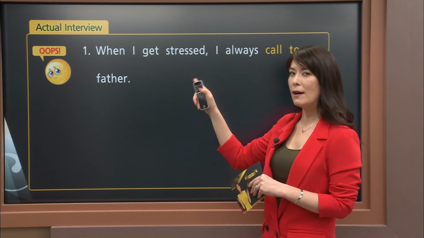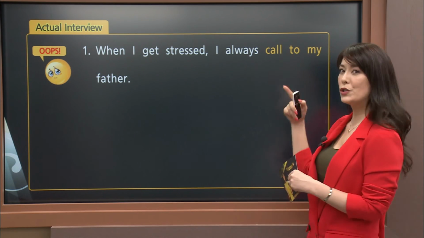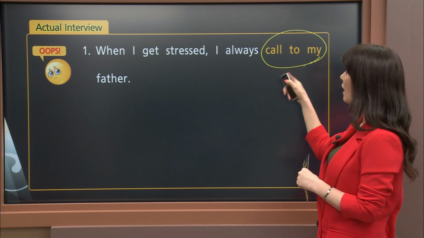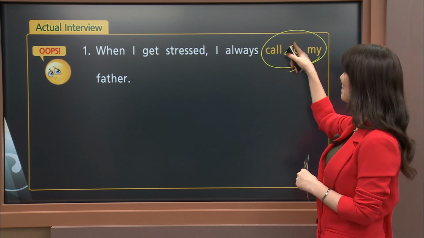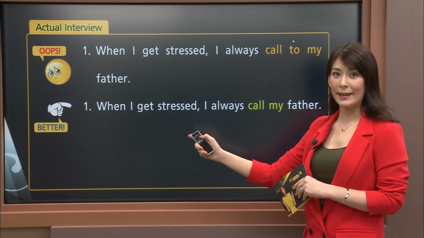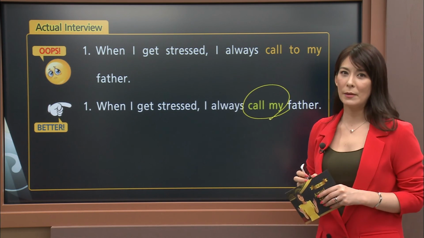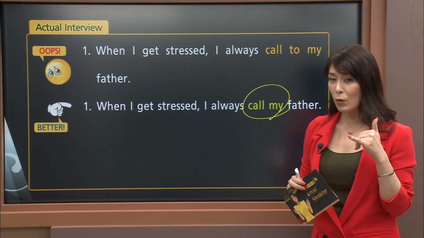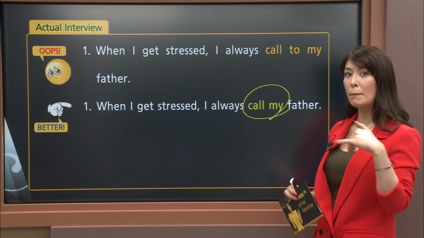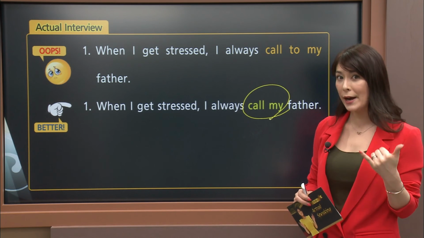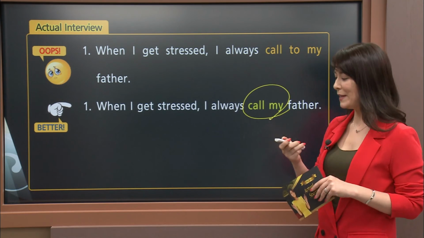Now, she said, "When I get stressed out, I always call to my father." Now, what's awkward here? Can you figure it out? Yeah, I think the "to" should not be here. So, you should say, "When I get stressed, I always call my father." This is a common mistake. I call to someone? No, that's wrong. Never say "call to." Always say I call my mother, I call my friend, I call Jane, I call Tom. Never "call to." So keep that in mind.